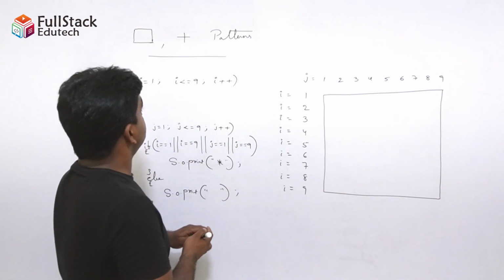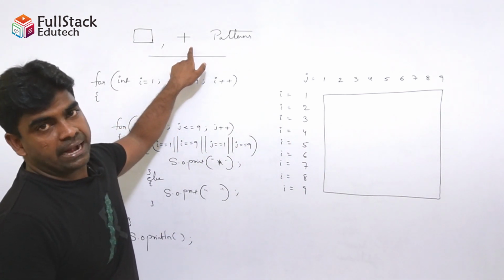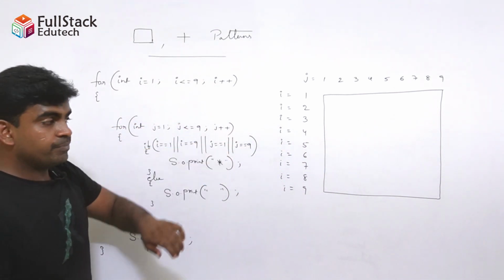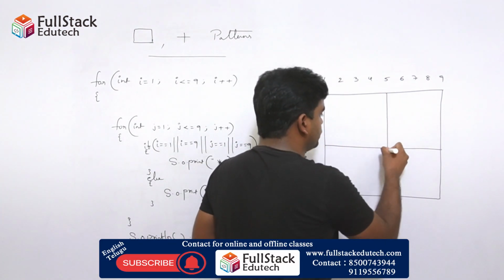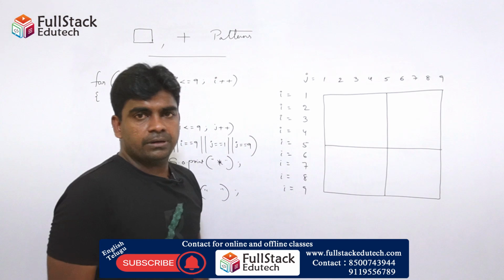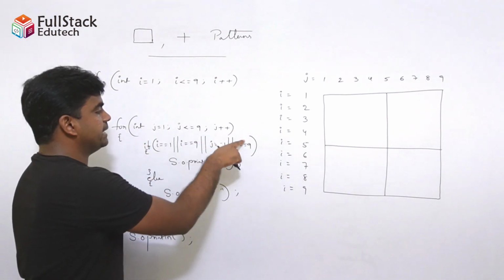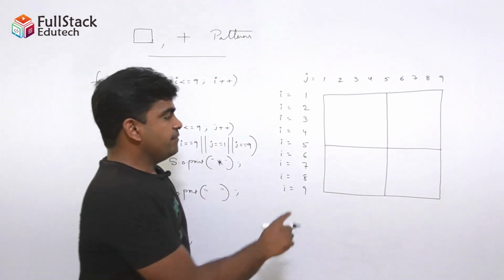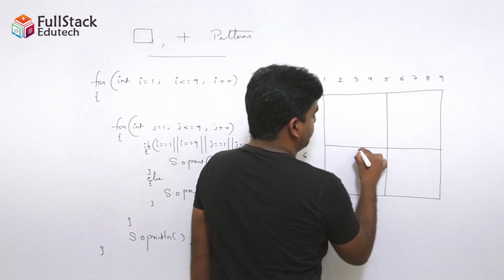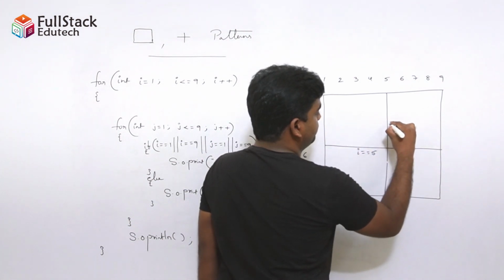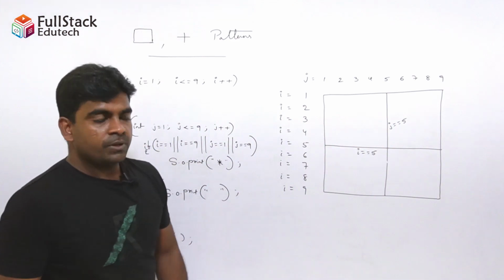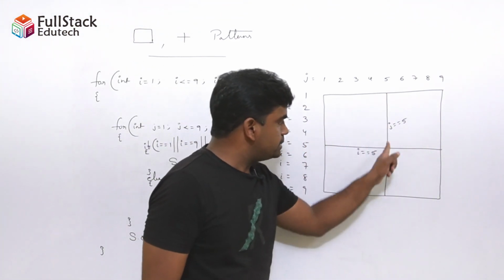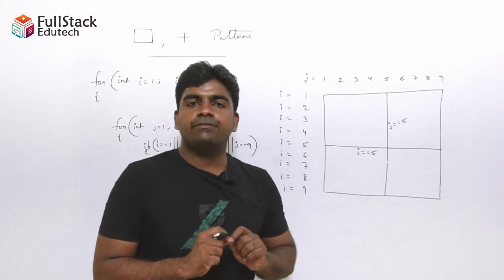Sir, I just want to display only the plus pattern. Instead of this, plus pattern means what? Only the 5th row and 5th column. It's very easy to represent. Instead of writing all these 4, we just write: if i equals 5 or j equals 5. Only when we satisfy these 2 conditions, then only we are printing.